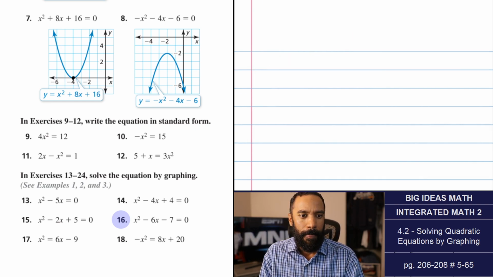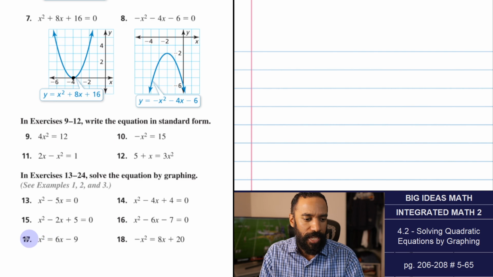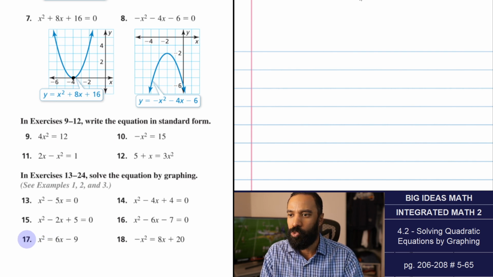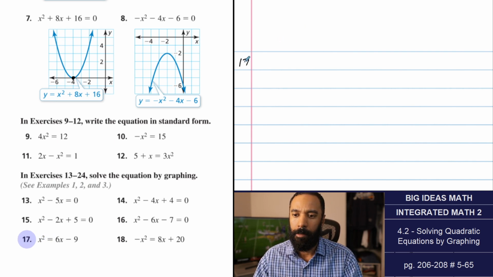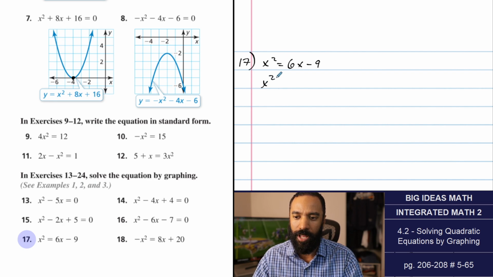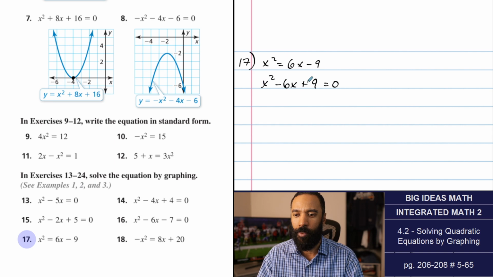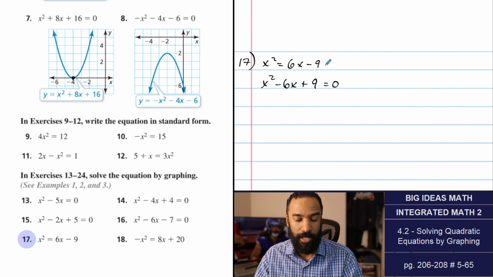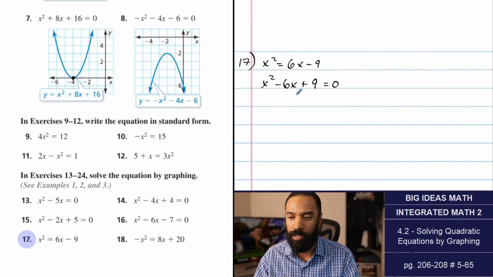Number 17. x squared equals 6x minus 9. This is one that's not set equal to 0, but let's go ahead and set it equal to 0 so that we could graph this equation in full, x squared minus 6x plus 9, in that standard form. We graph y equals this now, and then we find where it hits the x-axis. What are those x-intercepts? That's our basic goal.